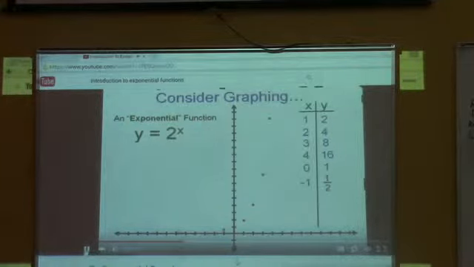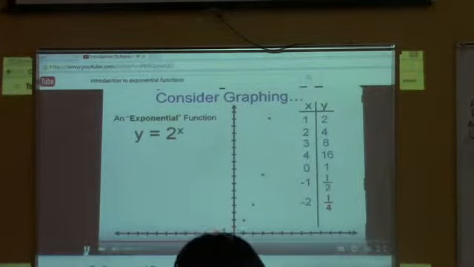Put in a couple more. Negative 2 is also going to give us a non-negative number. It's just going to be a smaller number. It's 1 over 2 to the 2nd, or 1/4. So we go back 2 and up a teeny bit, a 4th.